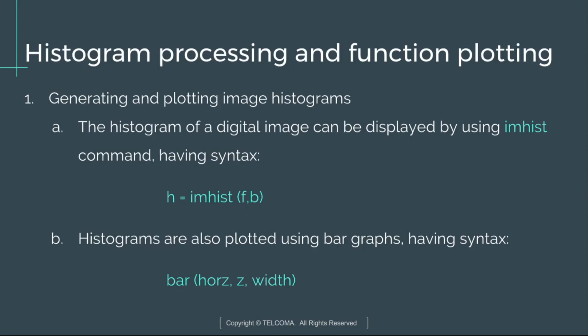Next is histogram processing and function plotting. Intensity transformation functions based on information extracted from image intensity histograms play a central role in image processing in areas such as enhancement, compression, segmentation, and description. So, generating and plotting image histograms.